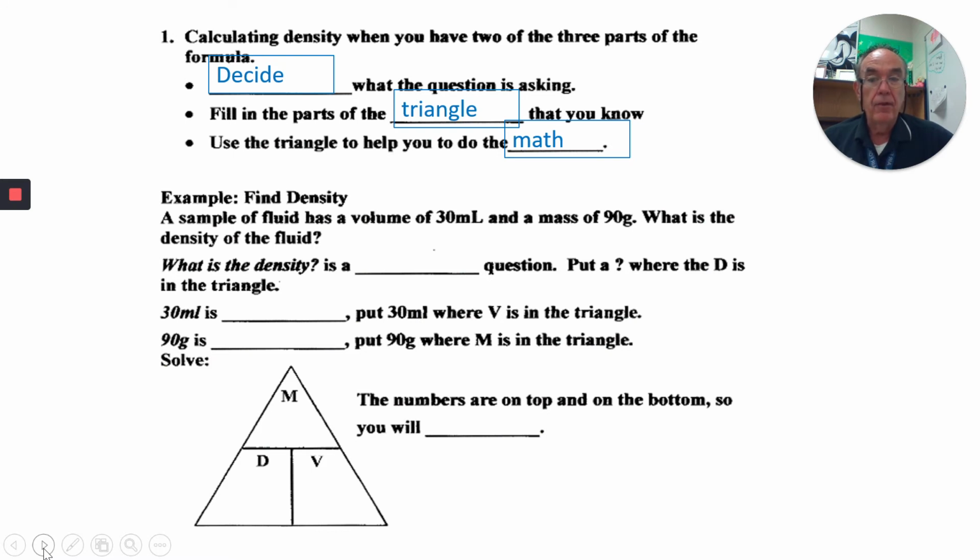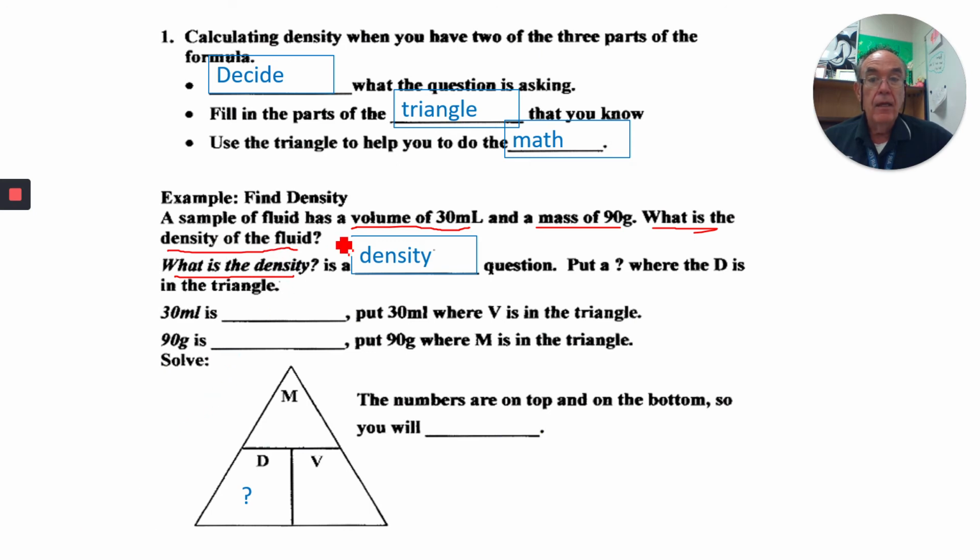It says a sample of fluid has a volume of 30 milliliters. So this is an important keyword. And it says it has a mass of 90 grams. And it says, what is the density of the fluid? When you read what is the density, that's the first thing. That's what the question is asking. They're asking you to find the density. So this is a density question. And we're going to put a question mark where the D is in the triangle.